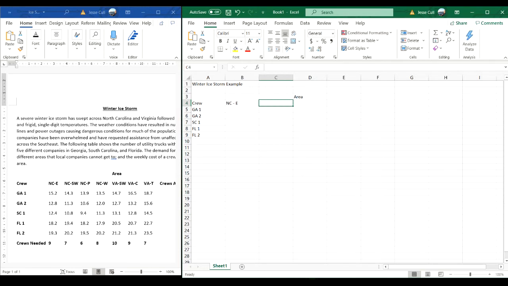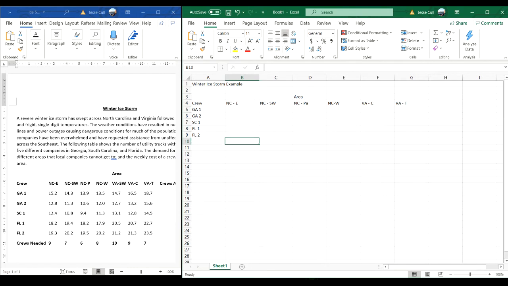North Carolina East, North Carolina Southwest, North Carolina Pacific, North Carolina West, Virginia Central, and the last one. Okay, so we've entered all of the relevant information.